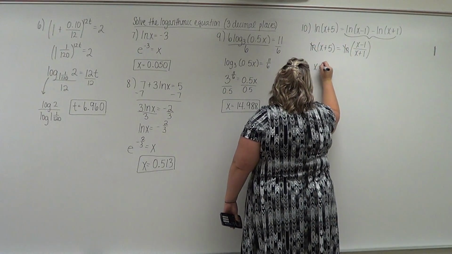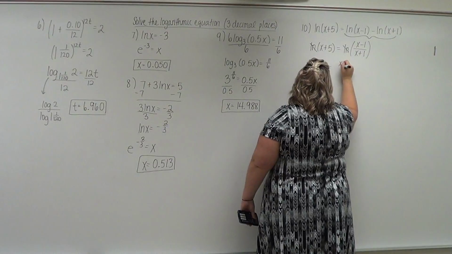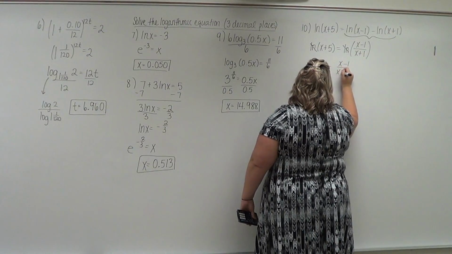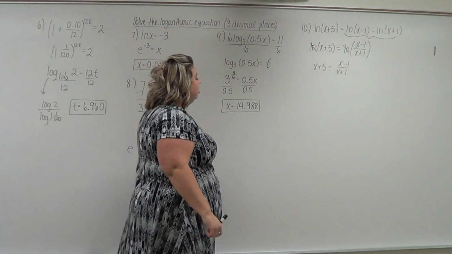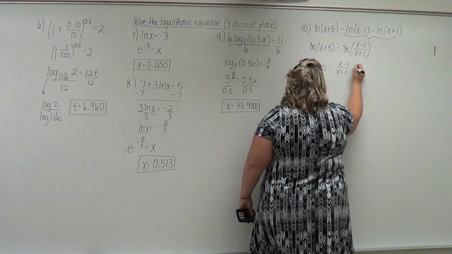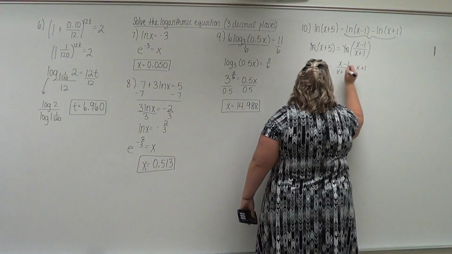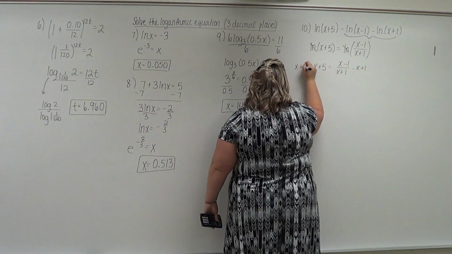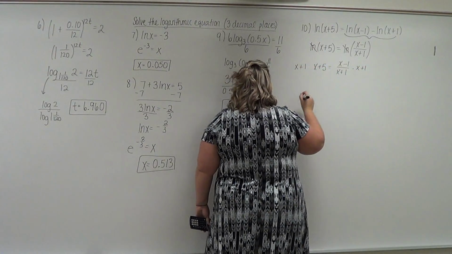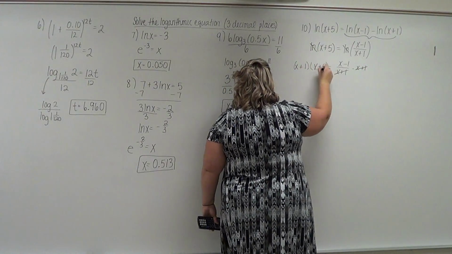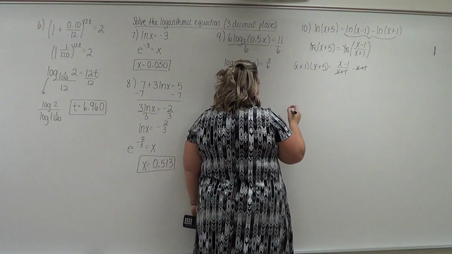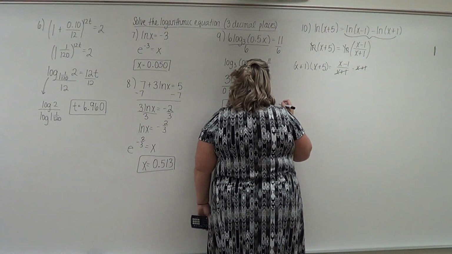So then I have x plus 5 equals x minus 1 over x plus 1. And then I can just solve that equation. To solve it, first thing I do is multiply both sides by the denominator. So I'm going to multiply both sides by x plus 1. On the right side they cancel. On the left side we're going to have to multiply this out. FOIL it out, or distribute, whatever you want to call it.